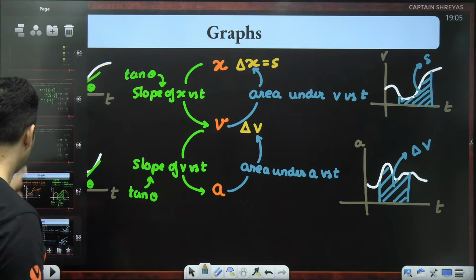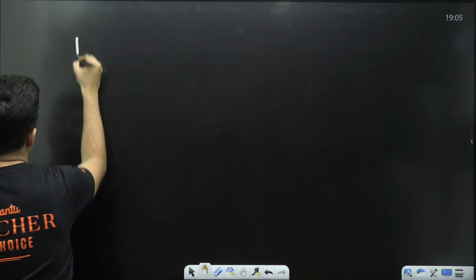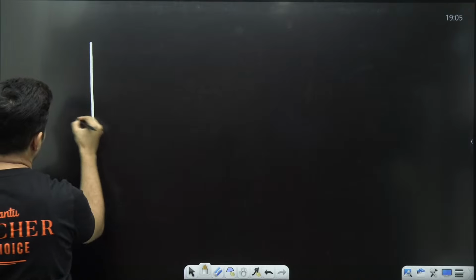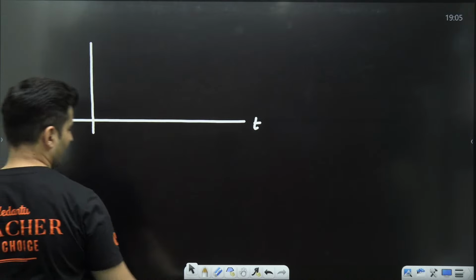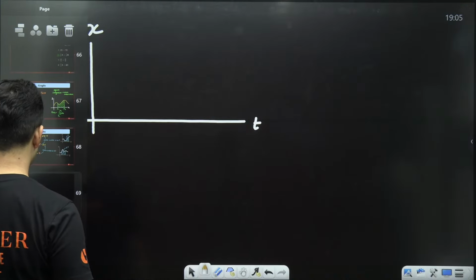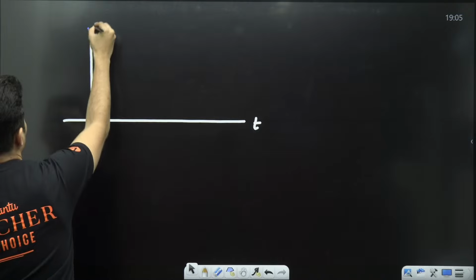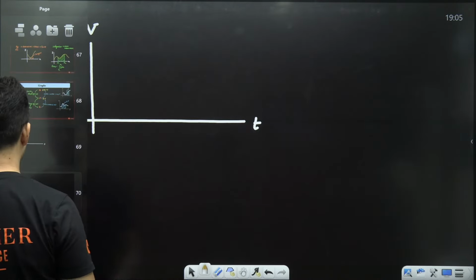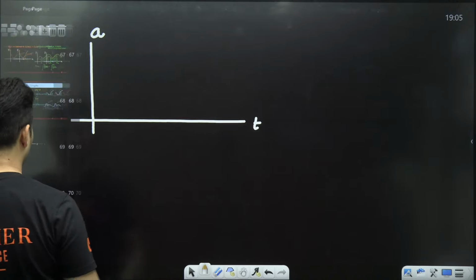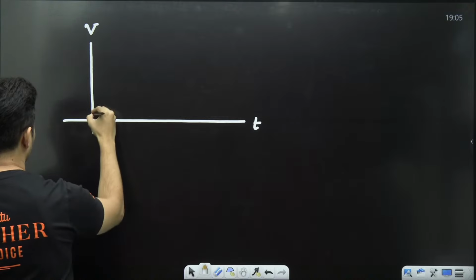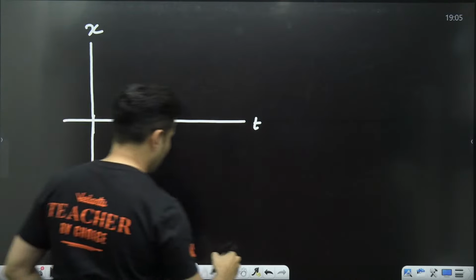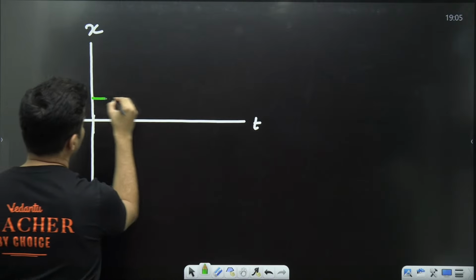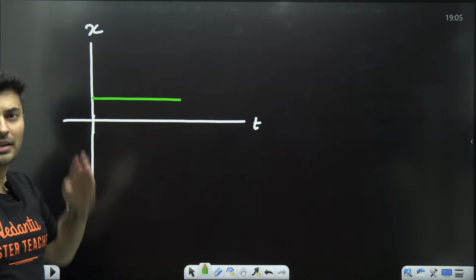So now, if I tell you, say for example, this is position time, this is velocity versus time, and this is acceleration versus time. You can also extend it below. Quickly think and tell me, what does this graph represent?